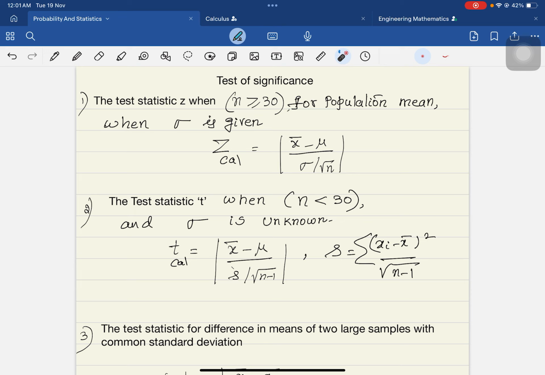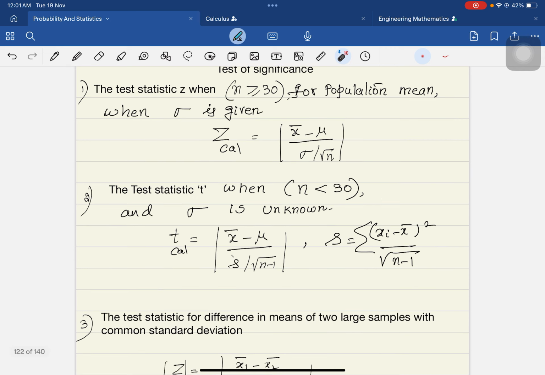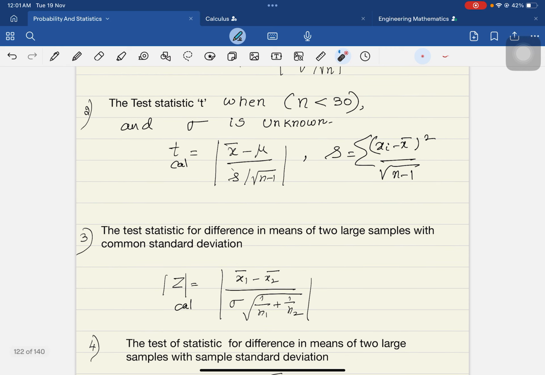And then what we do, let us say you have the test statistic for the difference in means of two large samples. Two large samples means your sample size is greater than or equal to 30 and they have a common standard deviation, let us say sigma. Now here we compared the sample mean and the population mean.